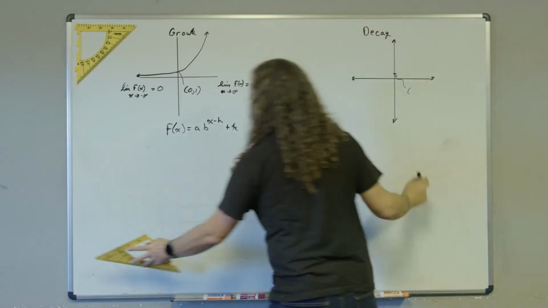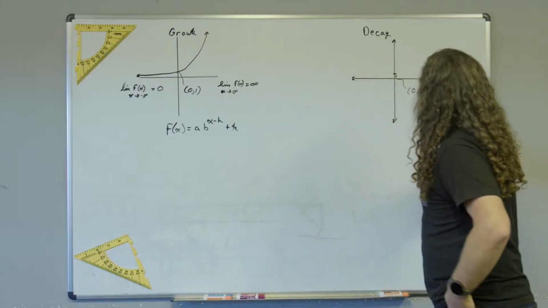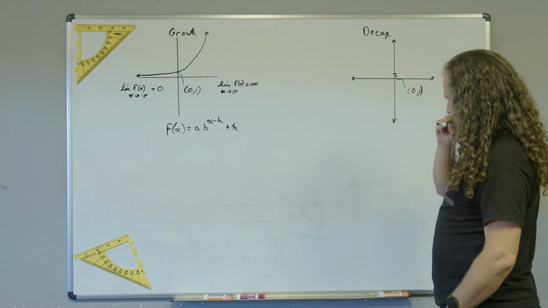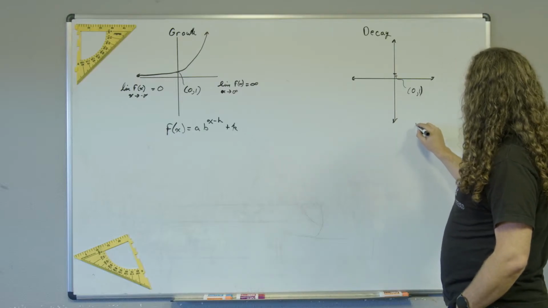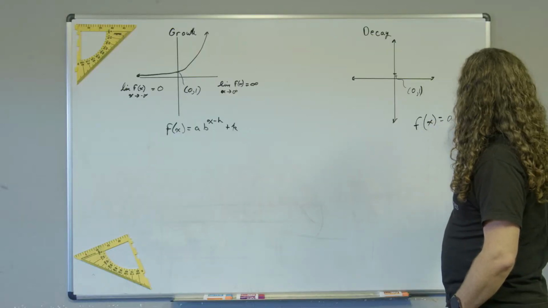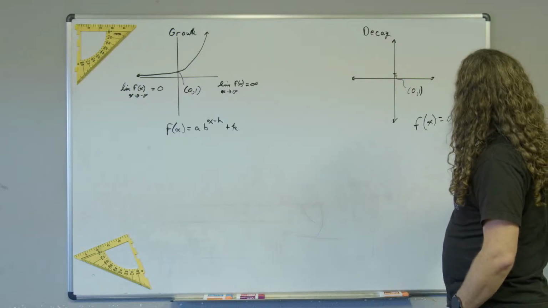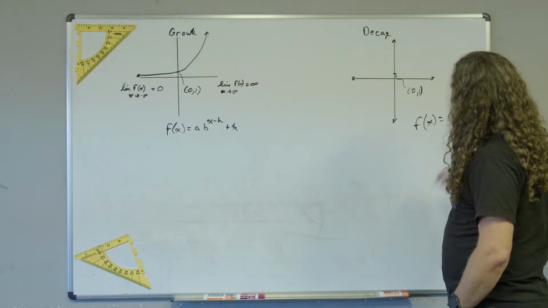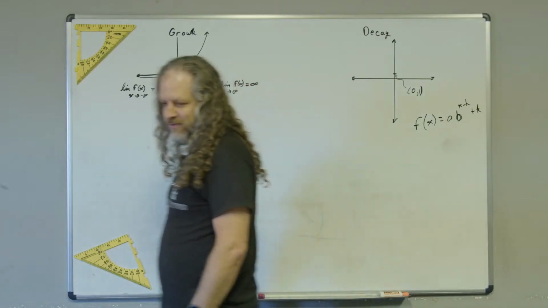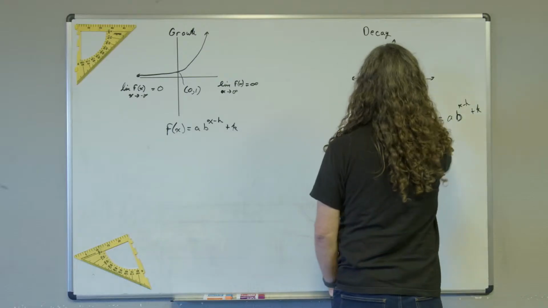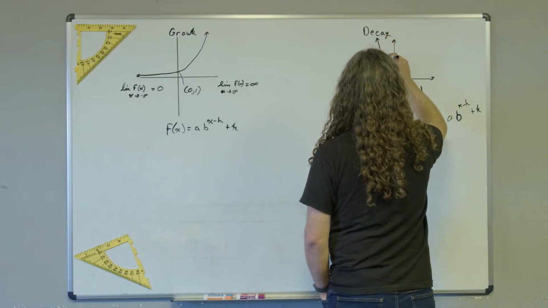The k parent function also goes through 0, 1. The equation is the same. We'll do a couple examples showing when the equation looks like one and when it looks like the other. And it looks like this. So it's just the reverse.